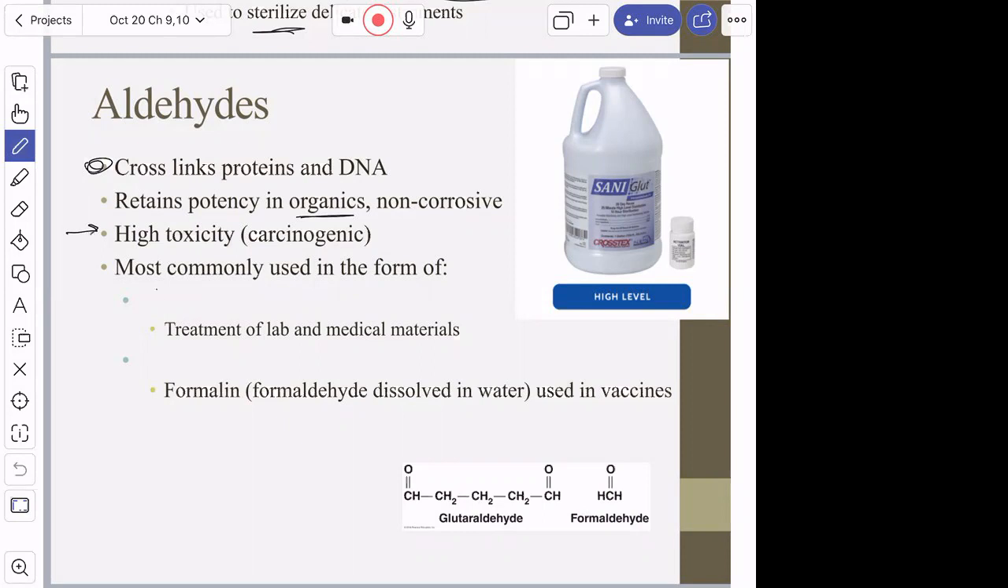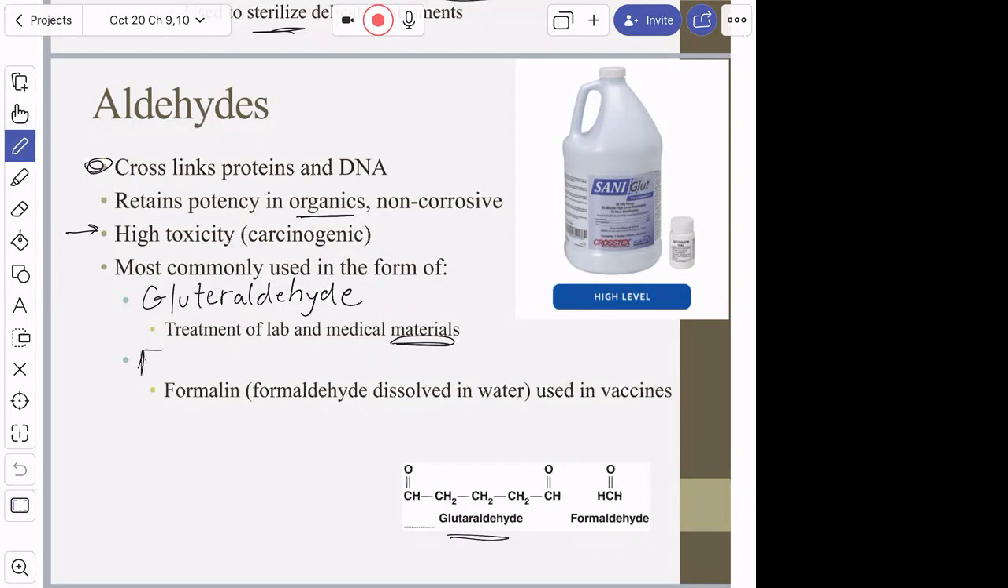But most commonly they're used in the form of, I wrote it down here, glutaraldehyde. That's a little bit more expensive form of an aldehyde, but it's a lot safer to us. Again, sensitive medical materials or cutting tools can be soaked in glutaraldehyde and then sporicidal. So effective way to sterilize equipment.